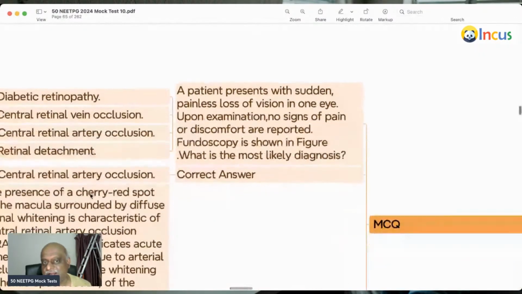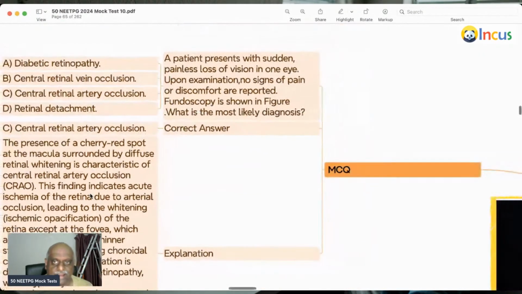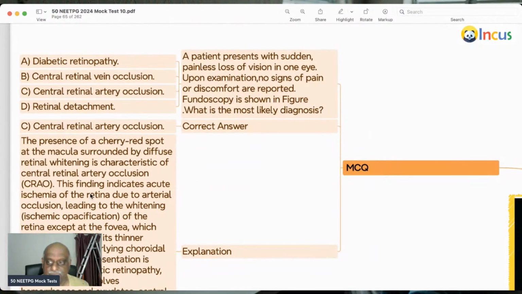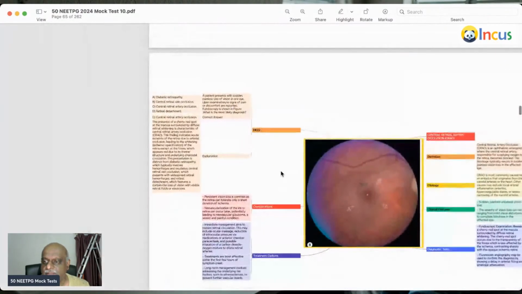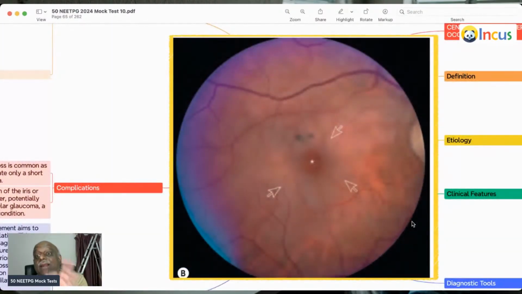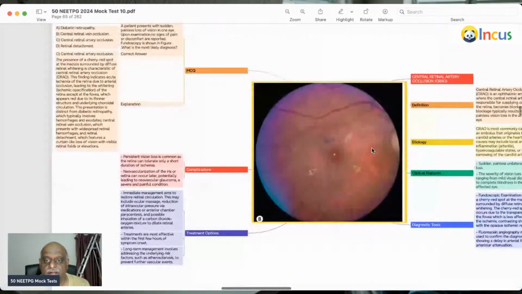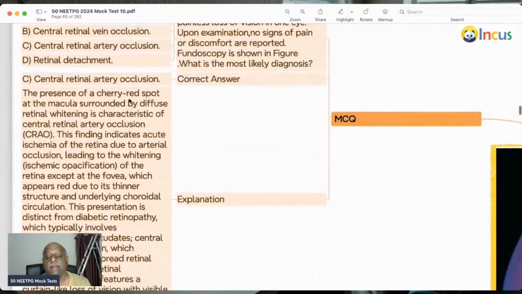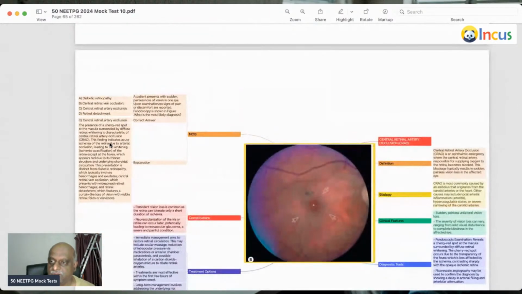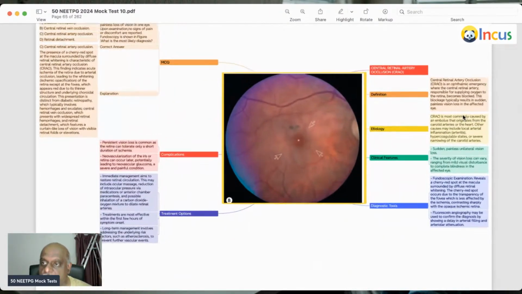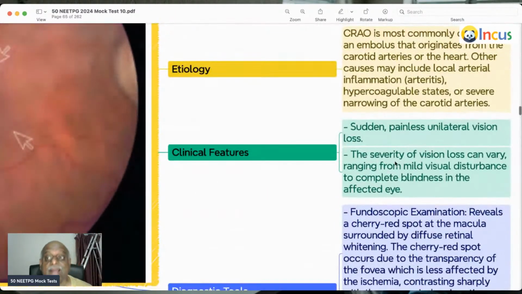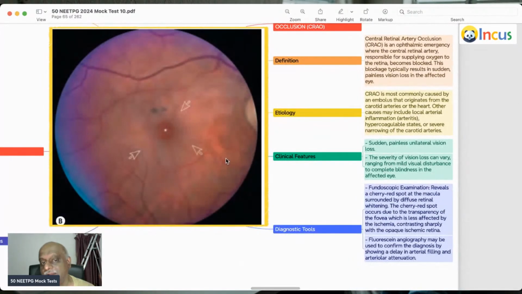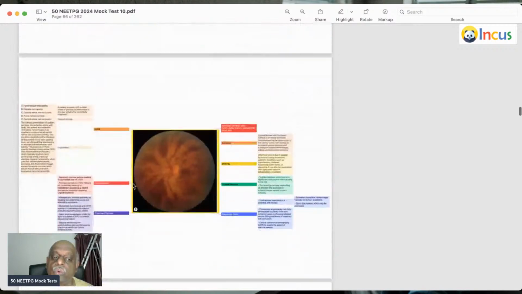A patient presents with a sudden painless vision loss in one eye, no signs of pain or discomfort. So what do you see on the imaging, doctor? This is called cherry red spot. What is this called? Cherry red spot, which is typically seen in case of the central retinal artery occlusion, is what you need to remember. Once more, the etiology of CRAO. What are the clinical features? Very important: sudden, painless, unilateral vision loss, that is the classical clinical feature of CRAO.